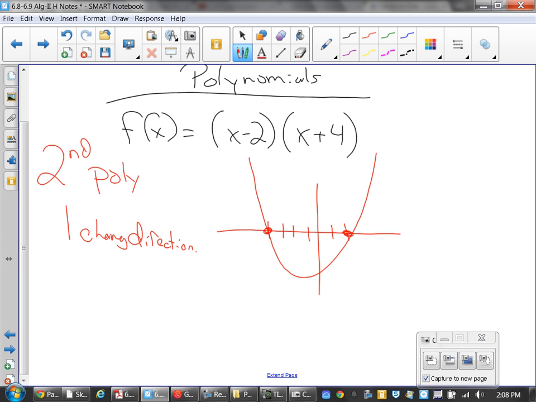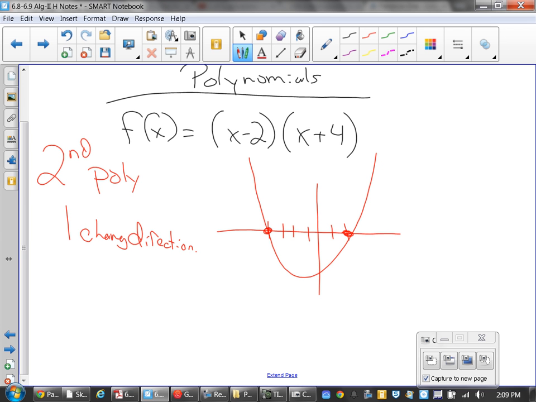Right? So what I mean here by having one change of direction, whenever you have a squared term, that means you can have up to 2 possible zeros, and also have up to 1 change of direction. You will always have 1 change of direction less than your degree. So if you have a 5th degree polynomial, you can have up to 4 changes of direction. 3rd degree, you can have up to 2, and so on and so forth. Does that make a little bit of sense? It doesn't necessarily mean you will always have 1 less, but it means you can have up to 1 less.